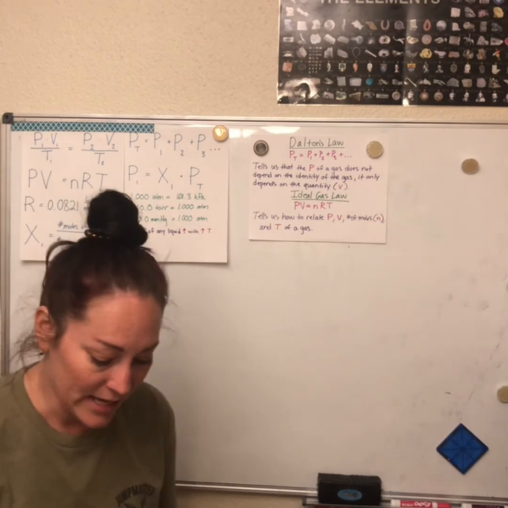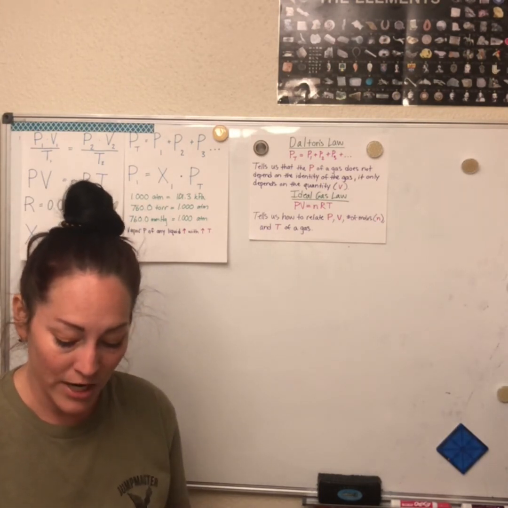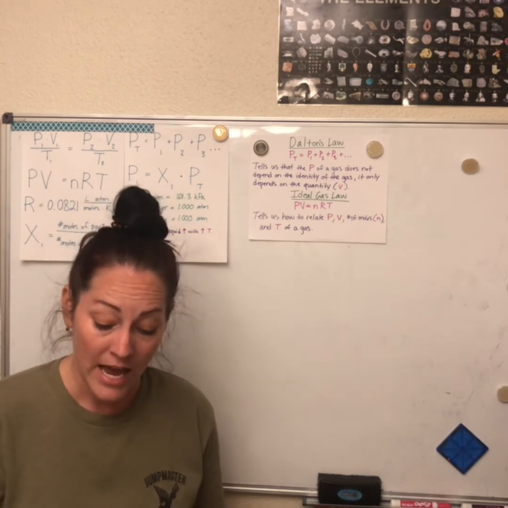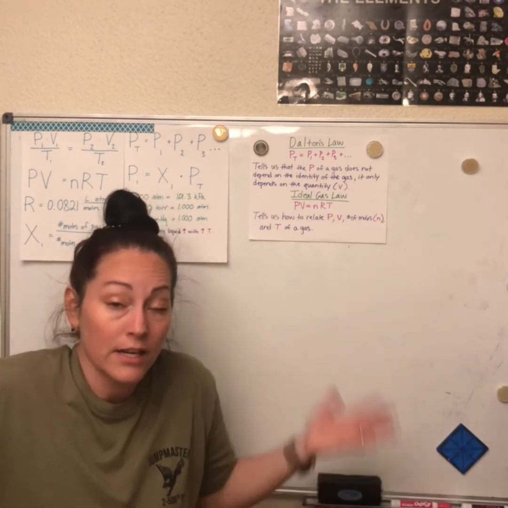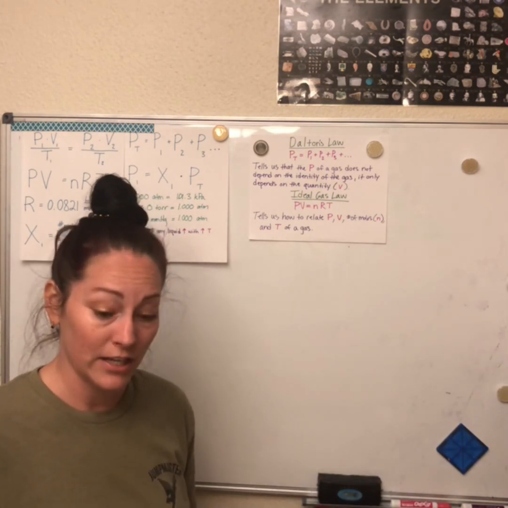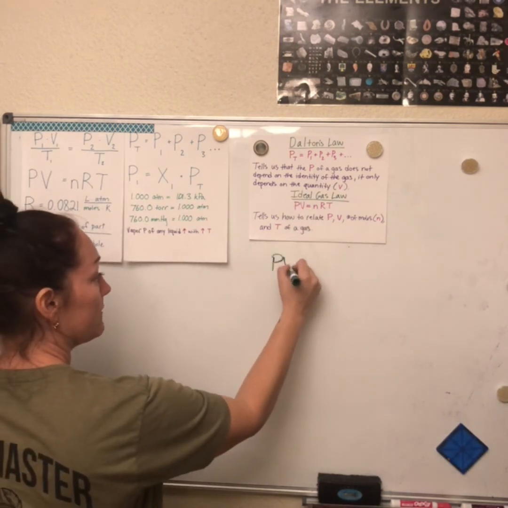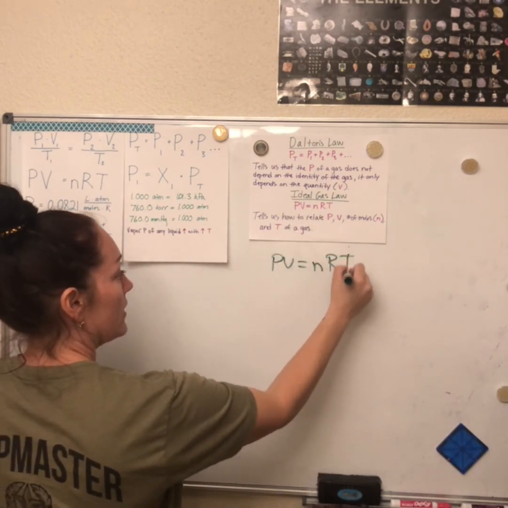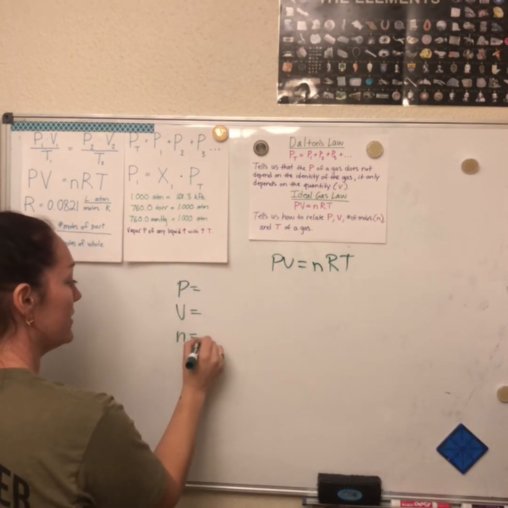So look at the example. It says a gas is in a 12.2 liter container at a pressure of 13.5 atmospheres and a temperature of 25 degrees Celsius. How many moles of gas are present? Okay, so this is when it comes in helpful to list everything that you know, off to the side. So we know for PV = nRT, I'm going to list all the things: pressure, volume, and number of moles.